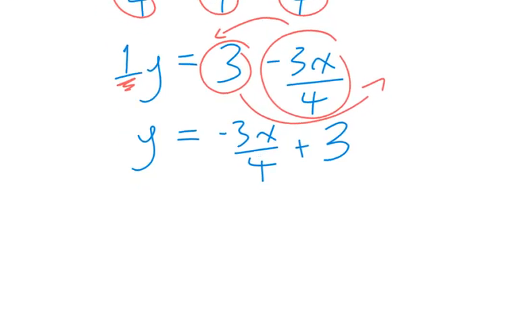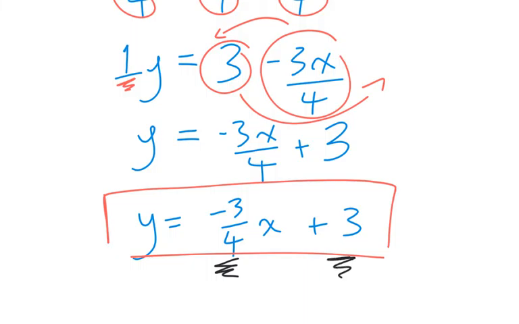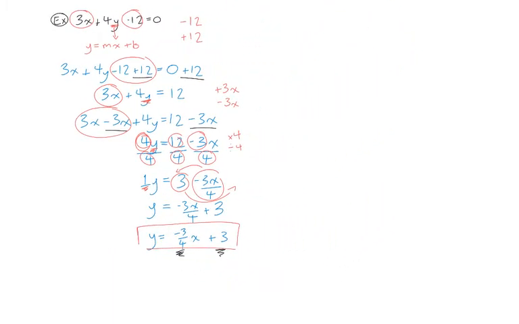Again, you can leave your final answer like this, or you could change it slightly. You could change it to y equals negative 3 over 4x plus 3. So all I'm really doing is just making the fraction a little bit more visible. And again, the reason I'm doing that is because you can easily identify the slope and easily identify the y-intercept. Therefore, our final answer to this question is y equals negative 3 over 4x plus 3.